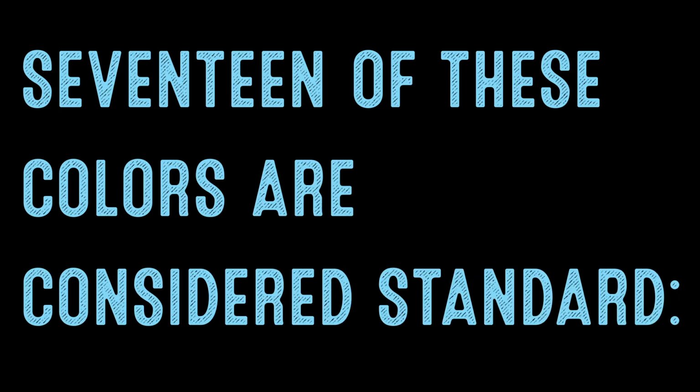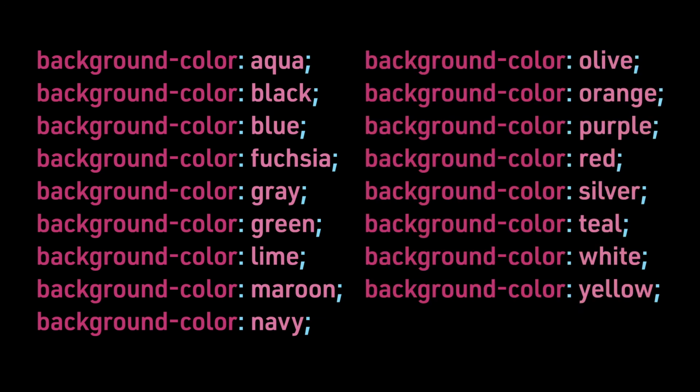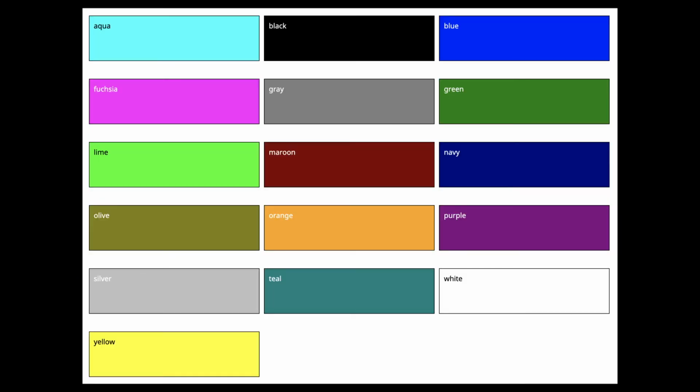17 of these colors are considered standard. Here are the colors used in the property background color: aqua, black, blue, fuchsia, gray, green, lime, maroon, navy, olive, orange, purple, red, silver, teal, white, and yellow. This is how they would display.